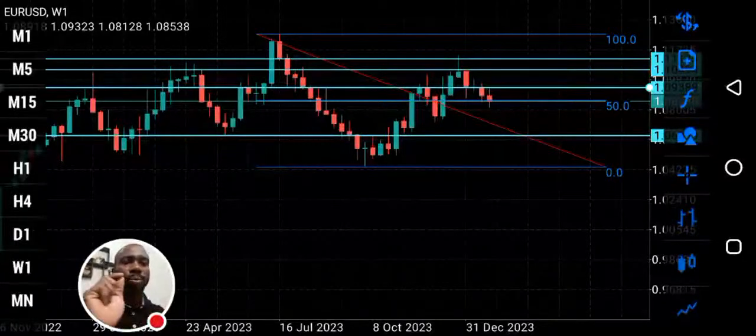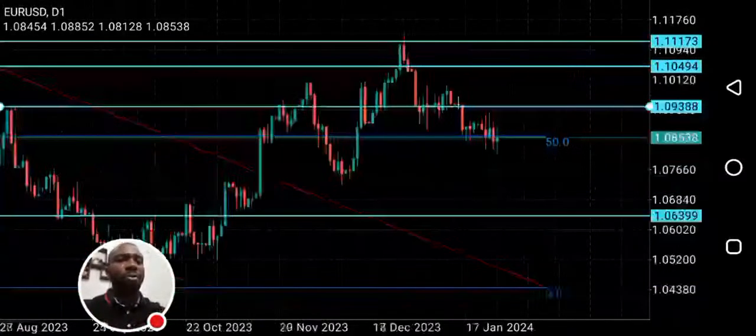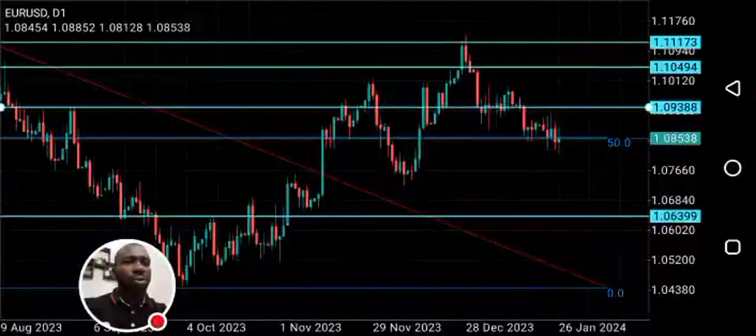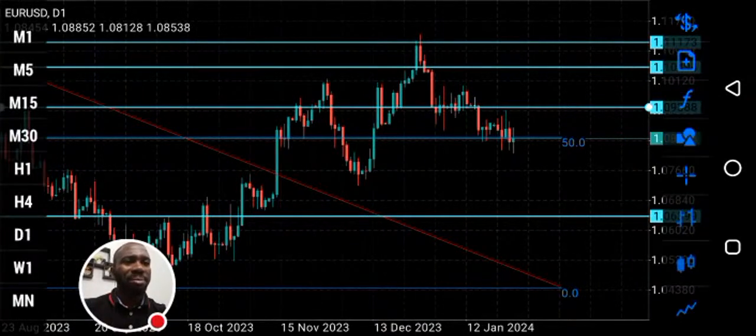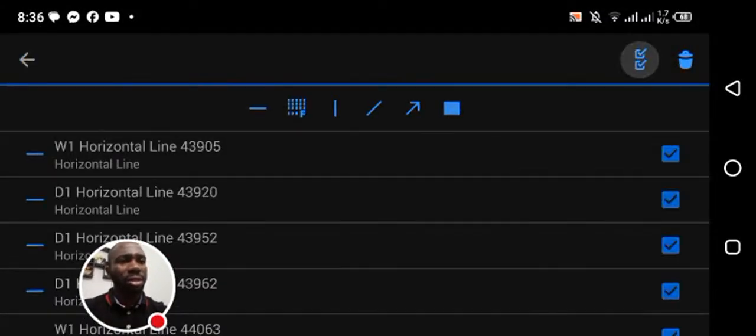Let's switch to daily. What do we have on the daily time frame? So on daily, last week was a very tough market. You can see price was just in a range. It was neither bullish nor bearish last week.